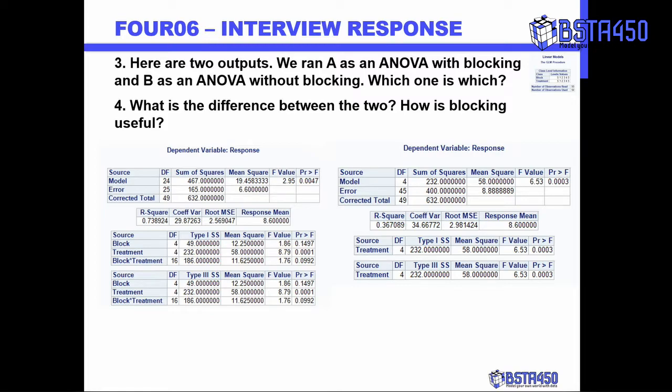So based on these 2 outputs, what can you say? One was with blocking, and I will point it out for you. This one is with blocking, which is A, and the one on the right is without blocking.